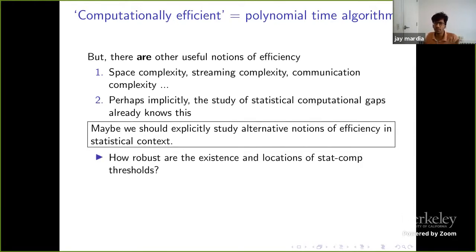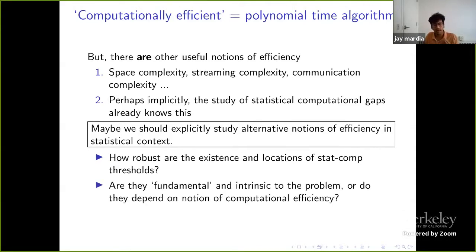And if we do, then at least I think the first thing we should try and do is see if this StatComp gap that existed still exists. What if it disappears? What if the location at which these thresholds appear changed dramatically? So basically, what I'm asking is, are these StatComp gaps fundamental to the problem, or do they depend quite heavily on the notion of computational efficiency that we are viewing them through?